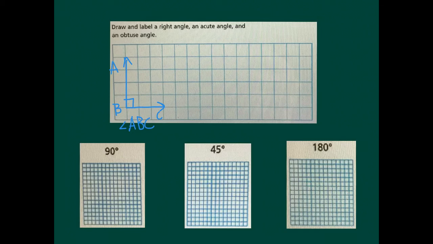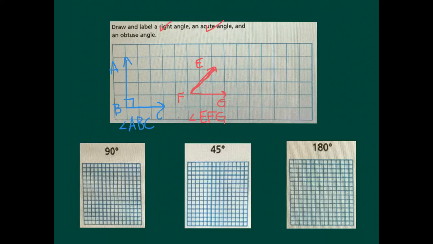Next, right angle done. An acute angle has to be less than 90. So I'm going to do this. Now I have an angle that is less than 90 degrees. And I'll call this one EFG, with F as my vertex. So then I would label this angle EFG. All right, acute angle done and taken care of.